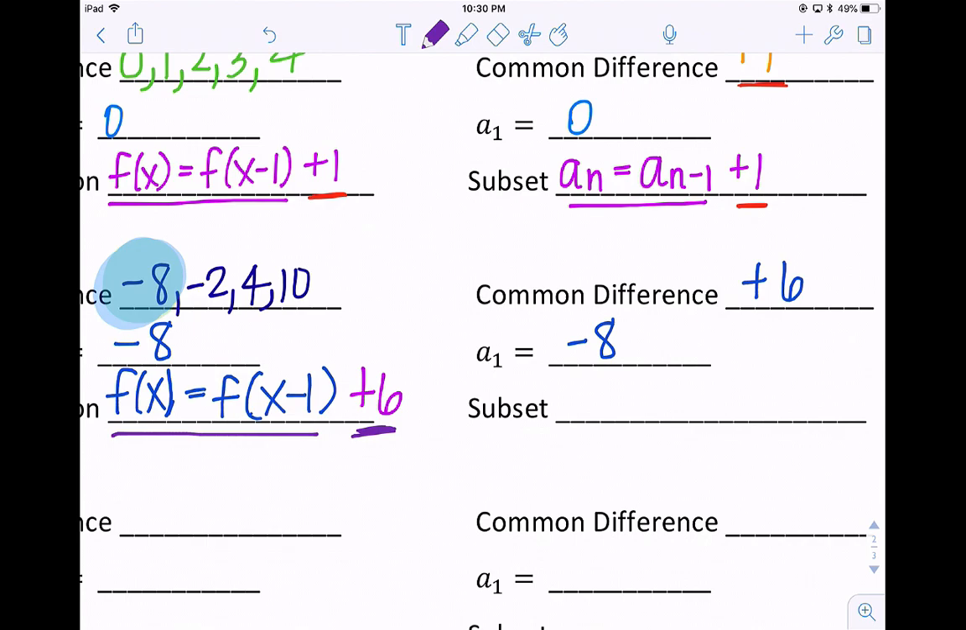Okay? So subscript notation, very similar, is just a sub n, that means any term or the nth term, is equal to the previous term, a sub n minus 1, so the previous term, plus 6 is our common difference. So this is just the notation. This is the part you have to know, and we get that from right here, this plus 6.